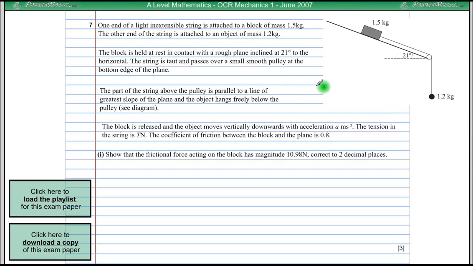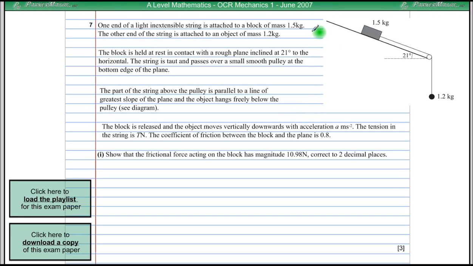Question 7. We've got a really big long question here with lots of information, but don't let that put you off, because a lot of the information here is given in the diagram. There's bits and bobs you need to be aware of, so you do need to read it carefully, but don't be put off that there's a lot of writing. It doesn't mean that you can't access the question. So let's have a look at what's going on.